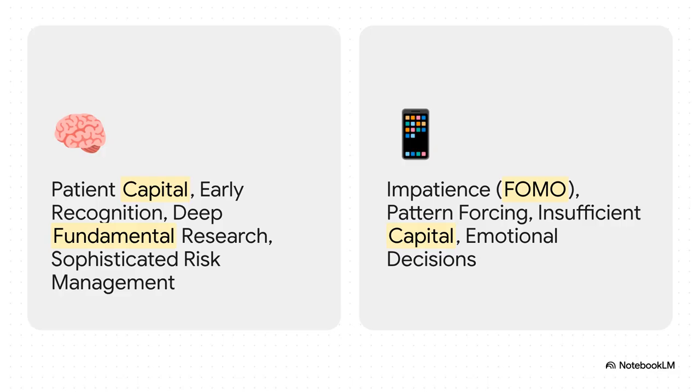Over on the left, you've got the smart money approach. These are the big institutions. They have patient capital, meaning they can wait months, even years, for a perfect setup. Then on the right, you have the common retail traps. Things like impatience, that fear of missing out, or trying to force a pattern onto a chart that isn't really there. And of course, emotional decisions. The goal for any serious trader is to move your mindset from that right column over to the left.